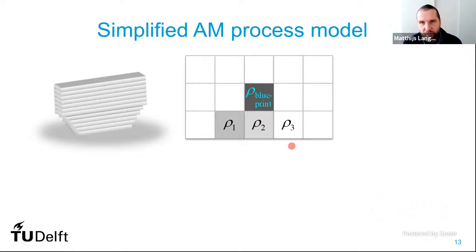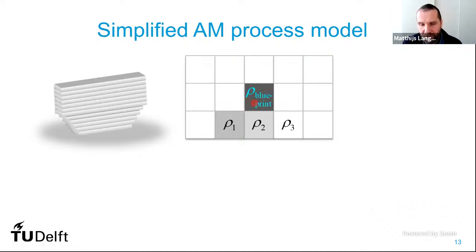Now, the idea is to formulate essentially a process model that allows us to generate a printed part given a certain input field. And the input field is what you see depicted here, as I call it the blueprint density field. So this is something that the designer provides or the optimizer provides. And suppose that the bottom layer here is already printed. So now we have a new blueprint density that is placed here in this position.